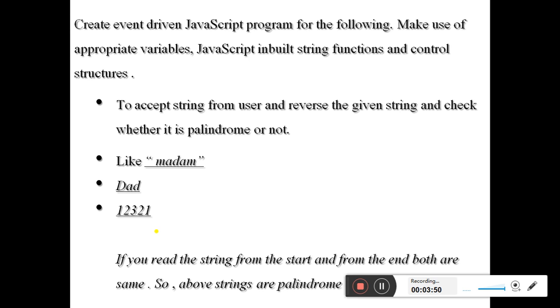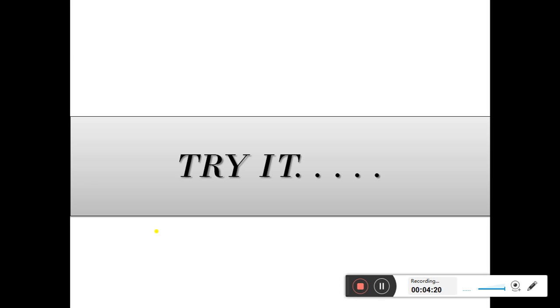If you read it from the beginning, it will be the same as when you read it from the ending. If you read these strings from the start and from the end, both are the same. So the above strings are palindrome, but that one is not palindrome because of the capital case and small case. Madam is a palindrome and 1 2 3 2 1 is a palindrome string. Got it? Now we will move to the programming part. Click here on try it.